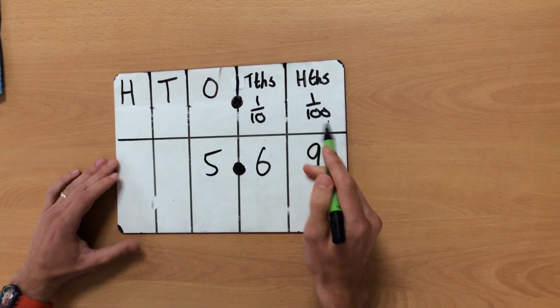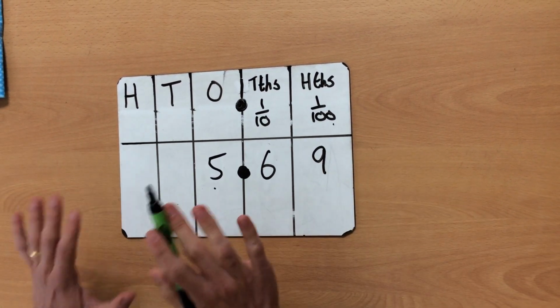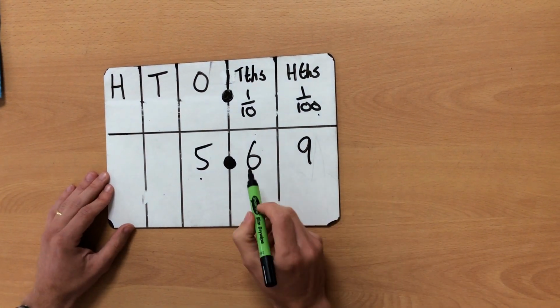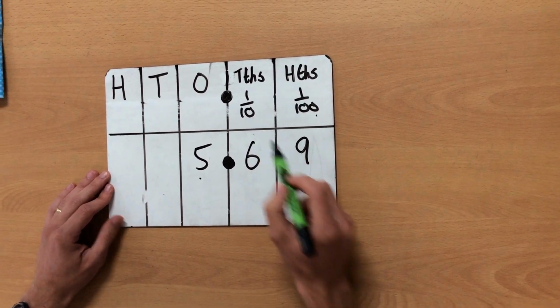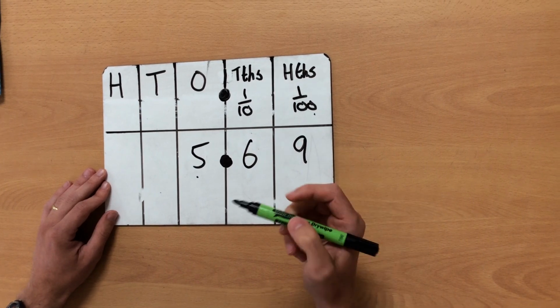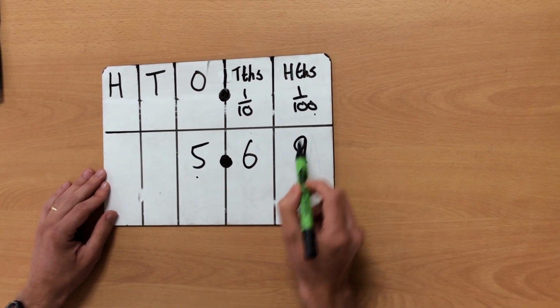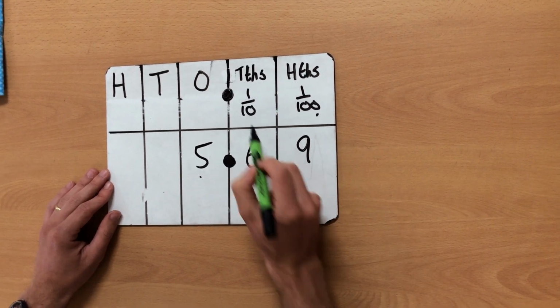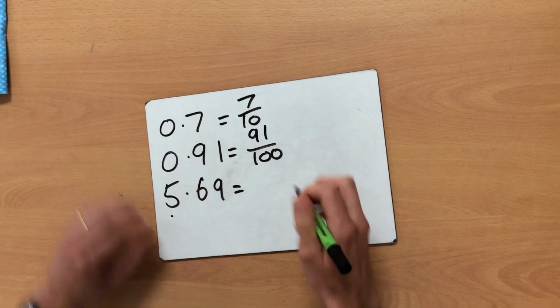Remember, a fraction is a part of a whole amount. 5 is already a whole number, so I'm just going to car park that for now. I'm just going to concentrate on the 69. 6 in the tenths, 9 in the hundredths. Just like with the 0.91, my fraction here is going to be 69 hundredths. Not 69 tenths, but 69 hundredths. So I'm going to put that in there now, 69 hundredths.